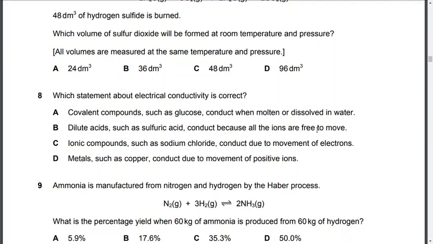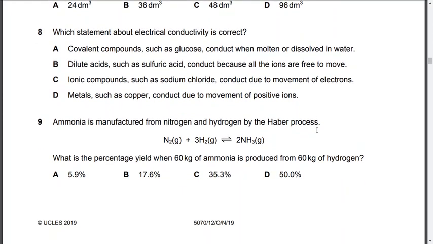And metals such as copper conduct due to the movement of positive ions. The positive ions are stationary, they're not moving. However, the sea of electrons around them is moving. That conducts the electricity. So the answer is definitely not D. So basically the answer of question number 8 is B.